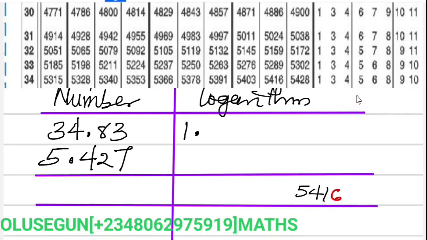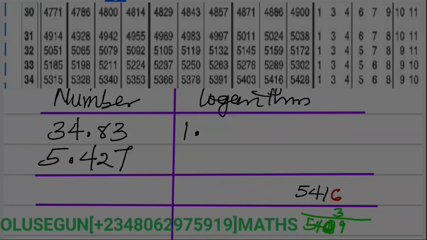So difference 3: 1, 2, 3. Let's put the 3 and add it together. We have 9, 2, 4, 5. It means the logarithm here is... let me try to redo it.